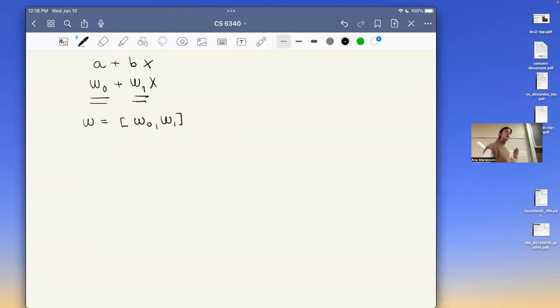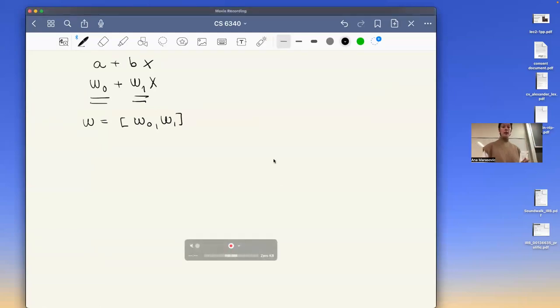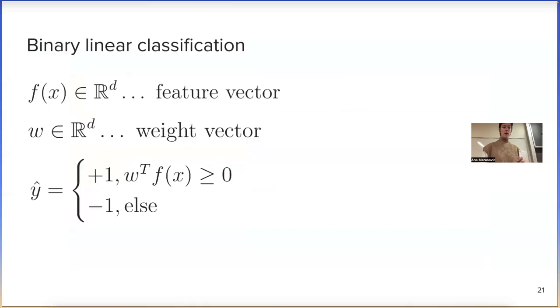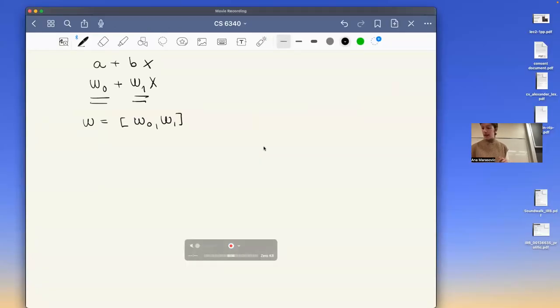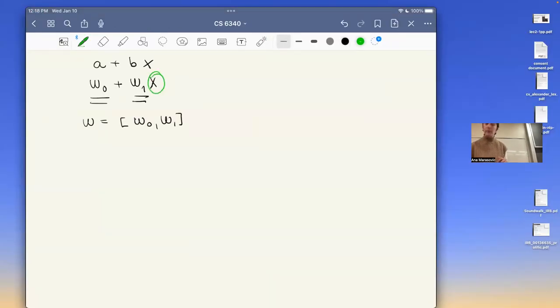If you are paying attention really closely, you might call me out for how it's possible that on the slide the weight vector and the feature vector have the same dimension. In this example we have only a single dimension, x, but we have two dimensions for our weight vector. The reason is that we are going to fold in this bias term. It's officially called the bias term.